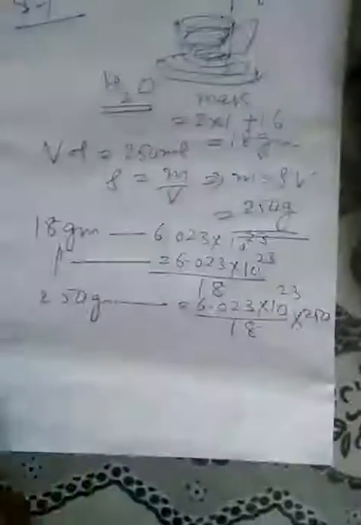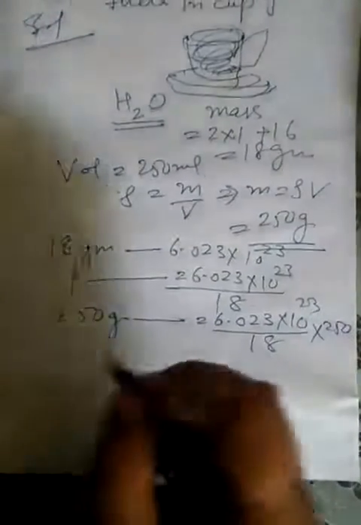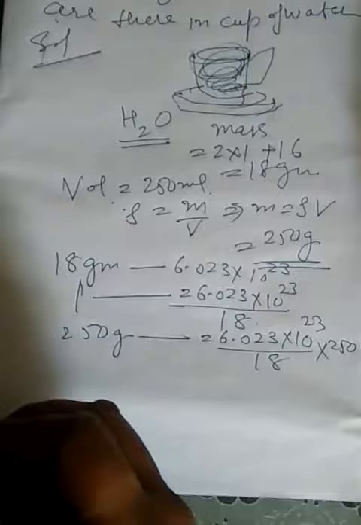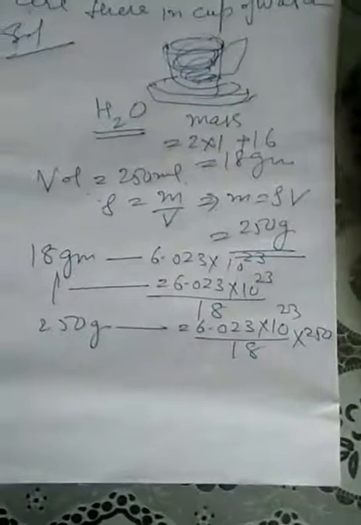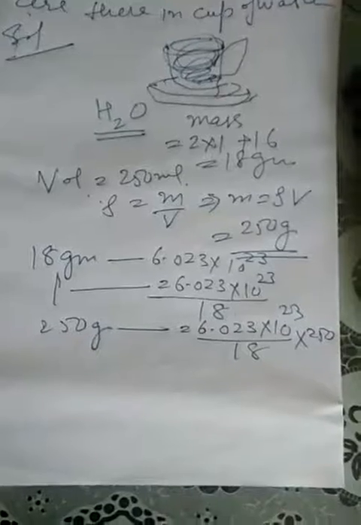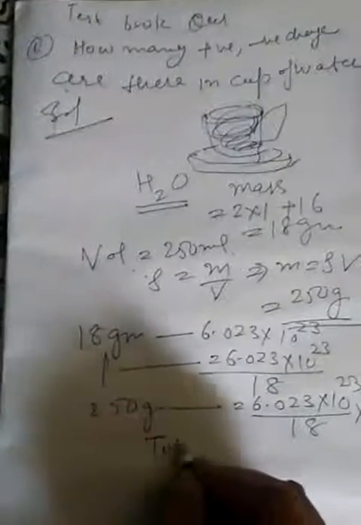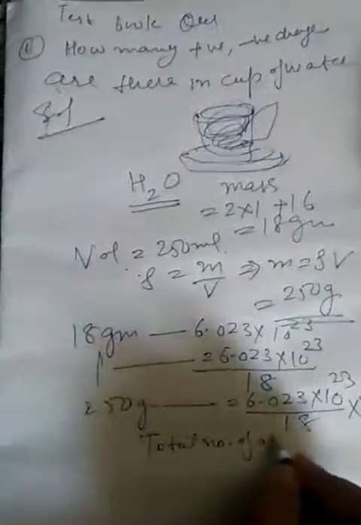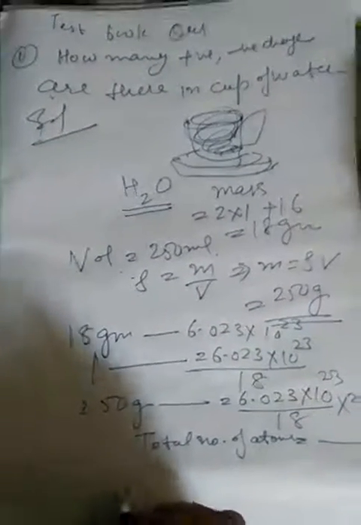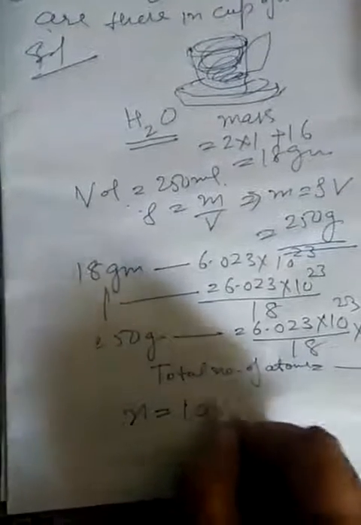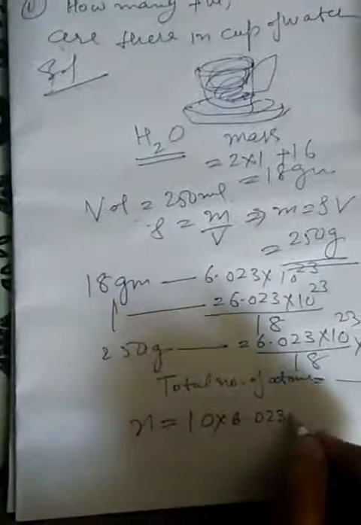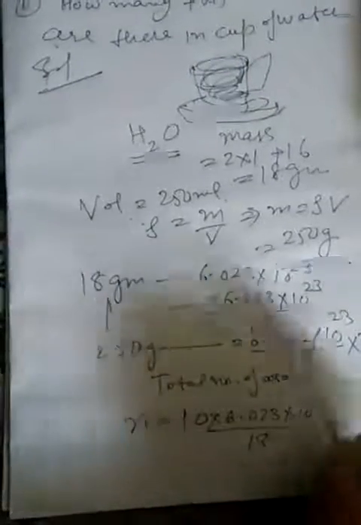Now we have to find out the number of charge. We need to know how many positive and negative charges are there. This represents the total number of atoms in the water molecule. Now each water molecule contains how many electrons? 10 electrons, so the total number of electrons will be 10 into 6.023 × 10^23 upon 18 into 250.